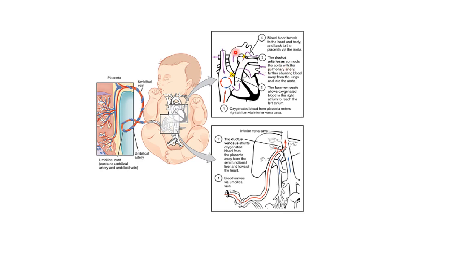From there, the aorta pumps blood throughout the body, and eventually it will go back to the placenta via the umbilical artery, which is represented in blue color because it is deoxygenated blood.